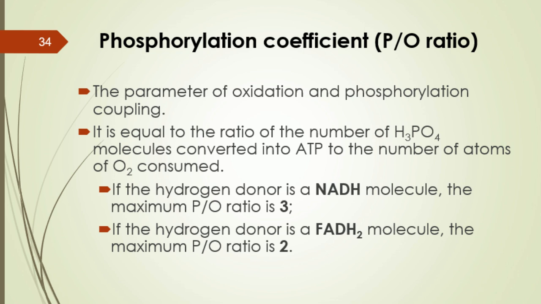If the hydrogen donor is the FADH2 molecule, the electrons in the respiratory chain pass through 2 stages of oxidation and phosphorylation coupling. These stages occur in the third and fourth complexes of the respiratory chain. Thus, a maximum of 2 ATP molecules can be formed, 2 ADP plus 2 H3PO4 gives 2 ATP. As in the previous case, 1 atom of oxygen is consumed, 2H plus O gives H2O. The value of the P/O ratio is 2:1 or 2.